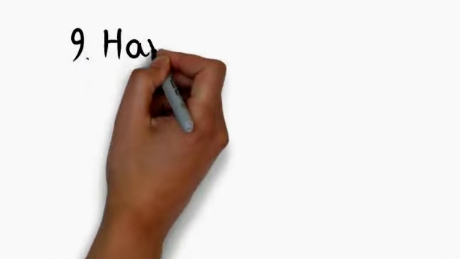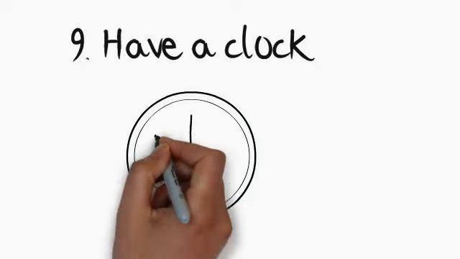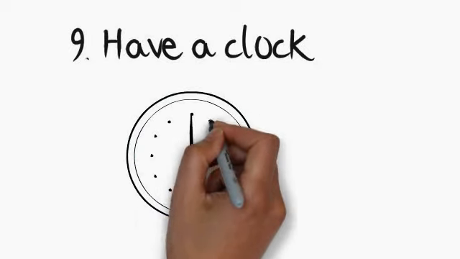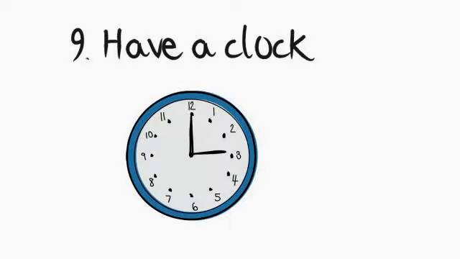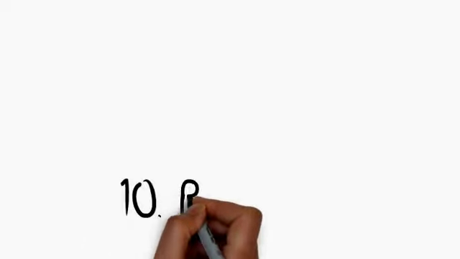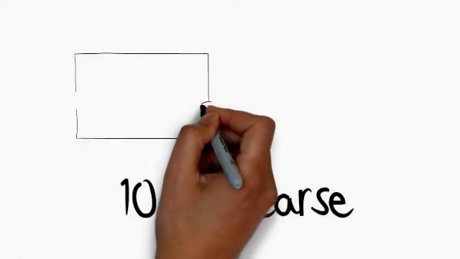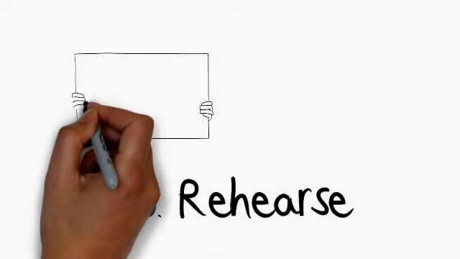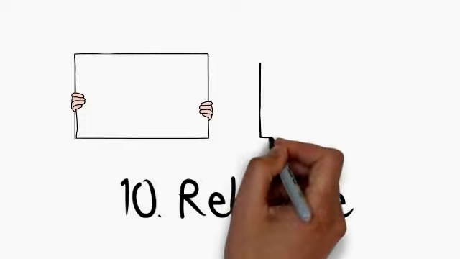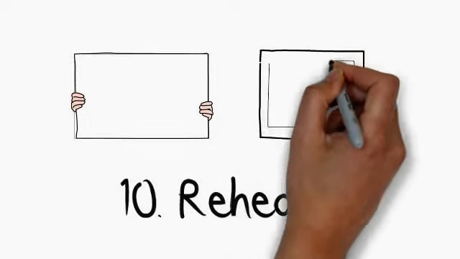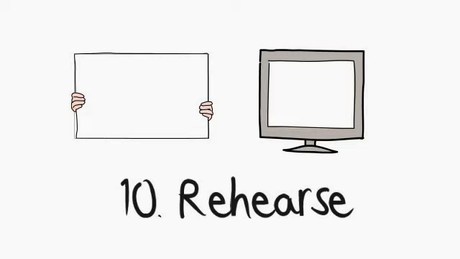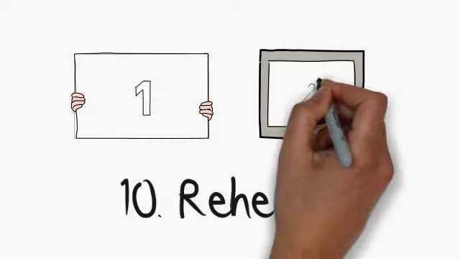Number 9. Have a clock. You can rely on either your wall or computer clock. However, the best way to make sure you do not overrun your time is to, number 10, rehearse. An extra rehearsal is required for webinars compared to face-to-face presentations. There are 2 layers of technology involved, your slideware and the webinar software. So once you've got your basic presentation well rehearsed, then rehearse using the webinar software.